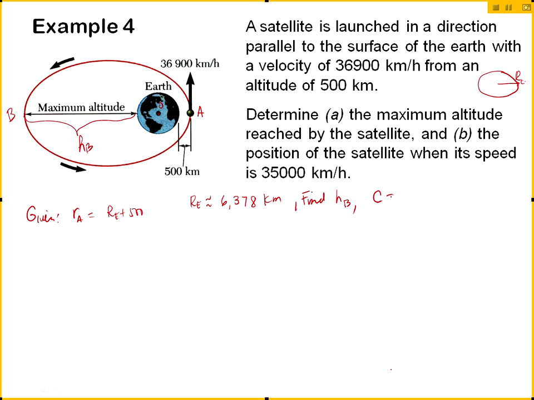So let's go. Where is C? C is where, let's say this is C, such that its speed at C is 35,000 kilometers per hour. Okay, so we're trying to find this distance here, RC. How far am I from the center of the Earth when my speed is 35,000 kilometers per hour? Okay? So any suggestions on how we do this?